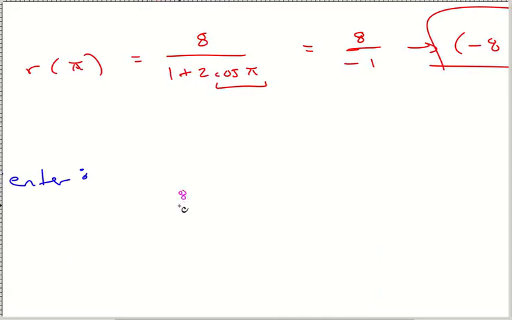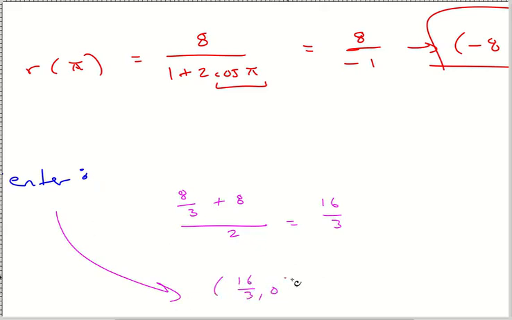So 8/3 plus the 8 divided by 2, just finding the average. Let me just make sure my calculator is going to give me the same answer twice here. Yep, same answer, 16 over 3. And so my center is at 16 over 3, comma 0. Again, that's an r, theta. But there you go. And that is it.